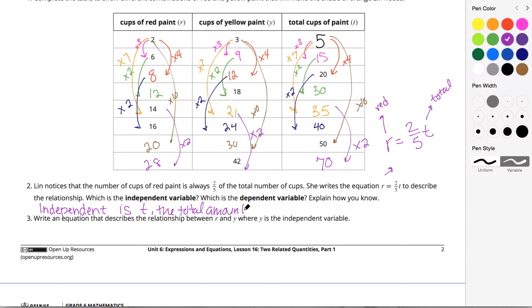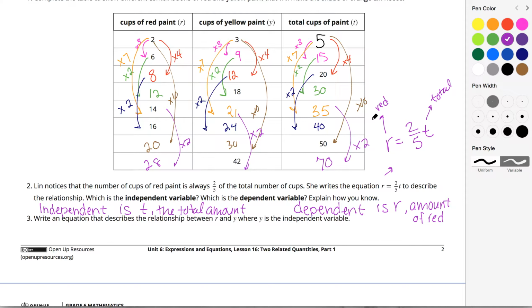Based on the equation that she wrote, R equals 2/5 T, you have to input T to figure out what R is. So T is independent. I can put anything I want in for T, multiply it by 2/5, and then I'm going to end up getting R. So then my dependent variable is our amount of red. R is dependent because it's what the equation spits out at the end. Once I do 2/5 times T, then I can figure out what R is going to be.